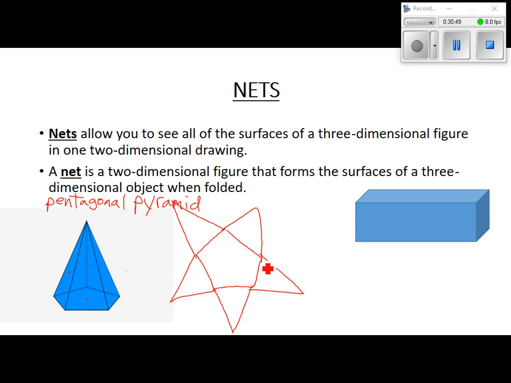That's the net for a pentagonal pyramid. Remember, if we're finding the surface area of a pentagonal pyramid, then we want this net because we find the area of all these faces separately and then add them all up.